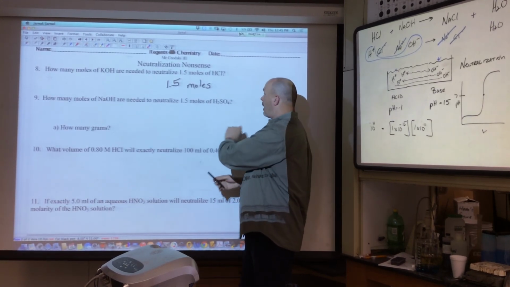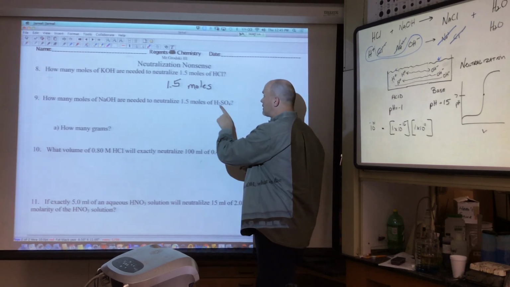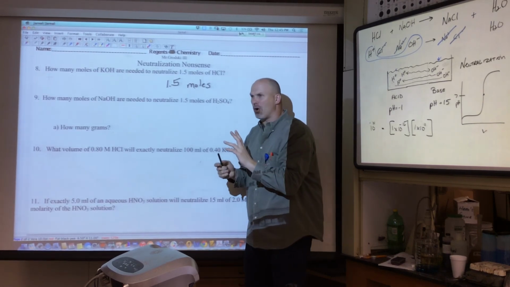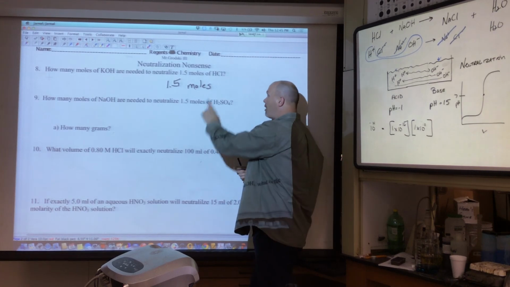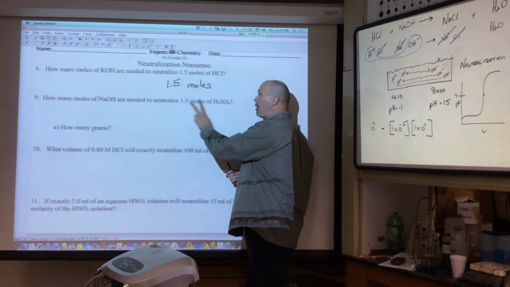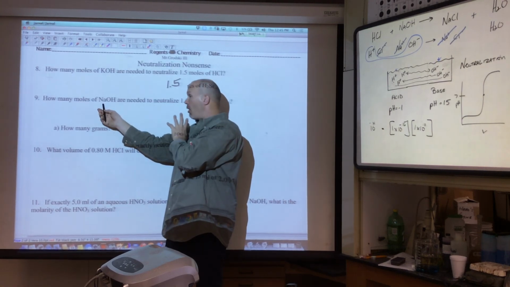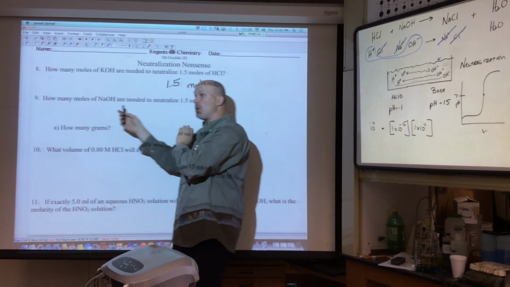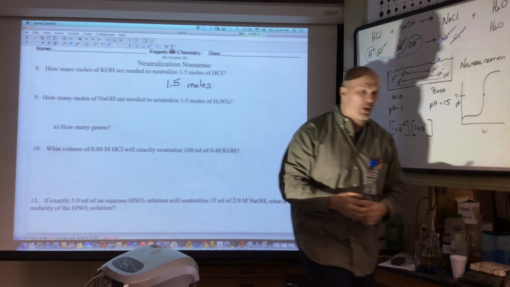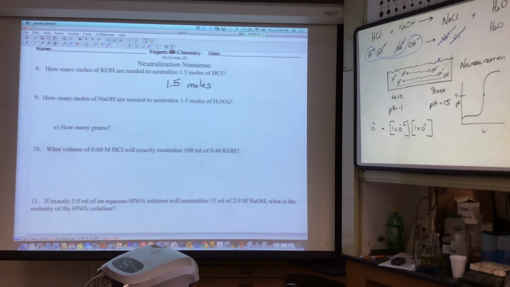Wait, how do you have 3? Because for every one of these, how many H's? Have we done that ratio question ever? Every one of these has 2 H's. So I really have 3 moles of H pluses. This only has 1 OH coming off, so you would need 3 moles of NaOH to neutralize that. Don't you also know because 1.5 plus 1.5 is 3? Yeah, that works too. So you would say 3 moles of base.